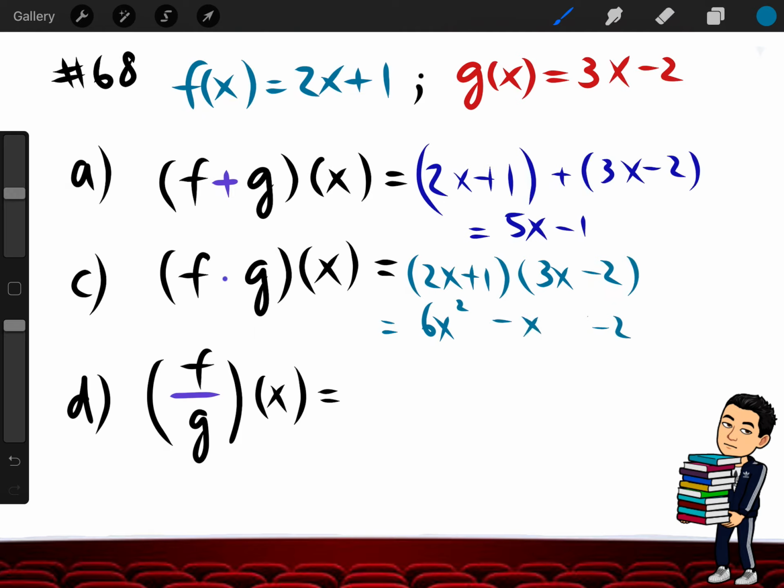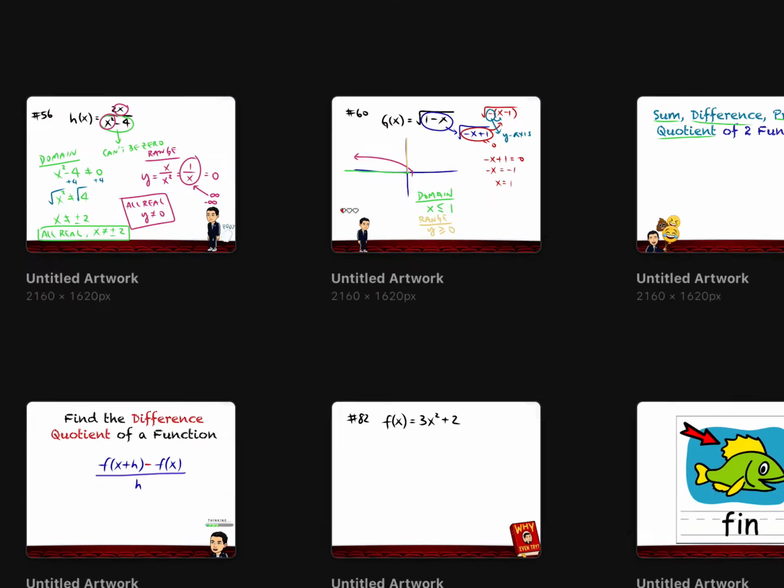This is the easiest of all. All you need to do is divide one function by the other. So it's going to be 2x plus 1 over 3x minus 2. Okay, let's move on to the next one.